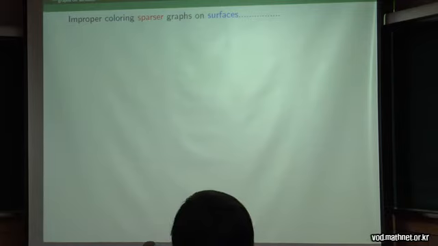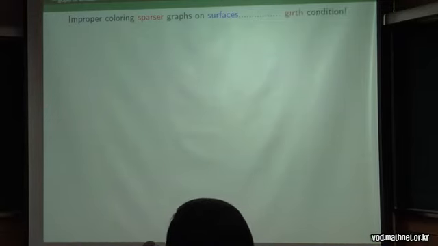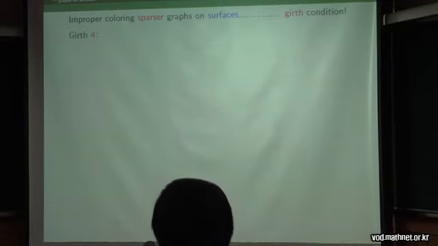But of course, we were greedy, and we wanted to do more. So we looked into even sparser graphs. So what do you do if you want to look into sparser graphs? The theme is you look at the girth. So you have this girth condition. Okay, what happens if you forbid triangles, if your girth is at least 4?